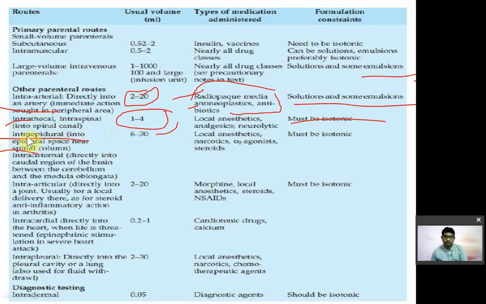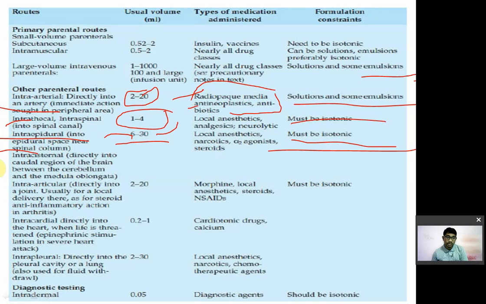Now you can inject up to 30 ml. By this injection you can inject 6 to 30 ml volume. Mostly local anesthetic drugs, narcotic analgesic drugs, steroids are injected by this route. Again, must be isotonic and isobaric. So it must have the same tonicity as the cerebrospinal fluid and the same osmotic pressure as that of the CSF. Then next is the intracisternal route.